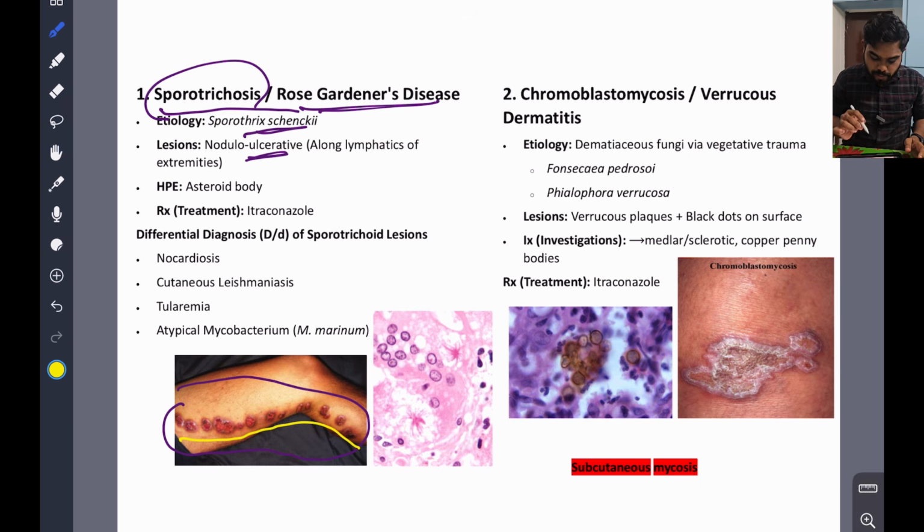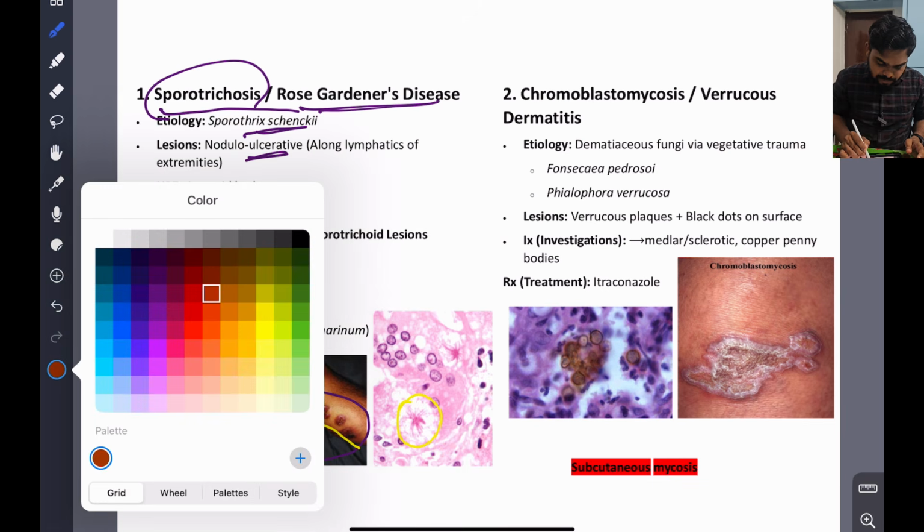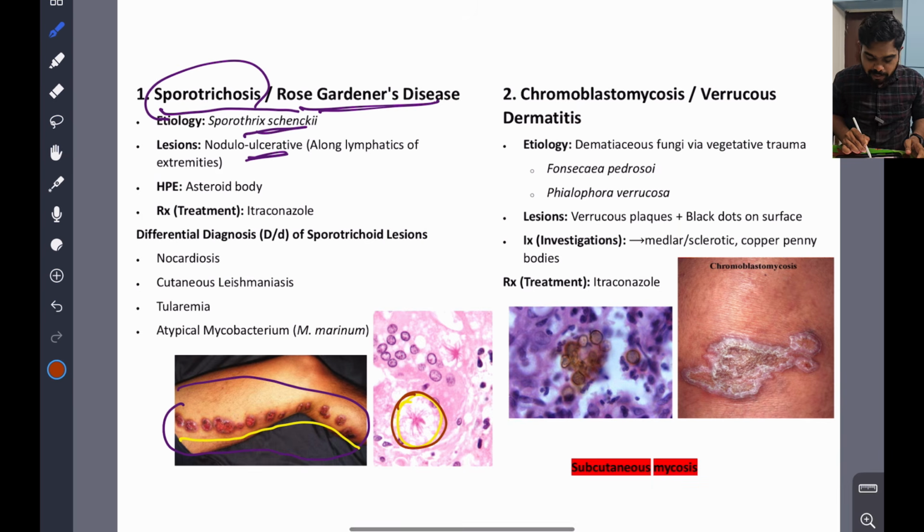In histopathology, there is something called an asteroid body. You can see a star-shaped body here. Nothing but the asteroid body. Asteroid, all related to something like flowers. Okay, so this is mainly sporotrichosis, also known as rose gardener's disease, which is very important.